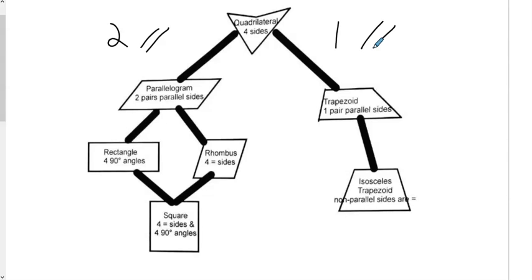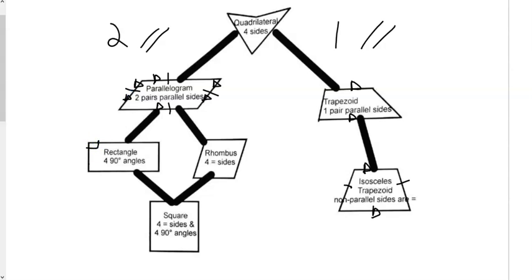Let's mark these. Here are parallel sides, so let's mark those. Okay? And that's all we know. Here we have parallel sides, but we also have equal legs. The non-parallel sides are equal. All right? Now here we have a parallelogram. Okay? Opposite sides are equal, opposite sides are parallel. All right? Underneath that, you have either a rectangle or a rhombus.